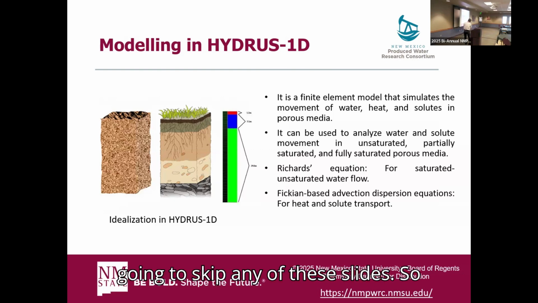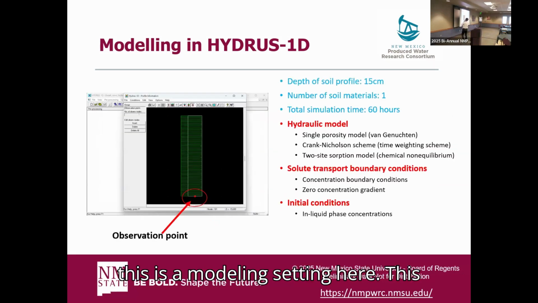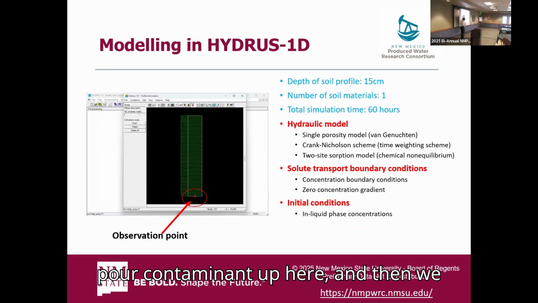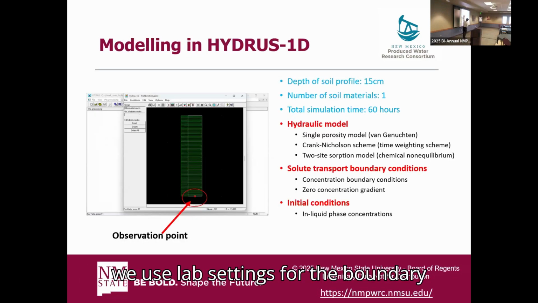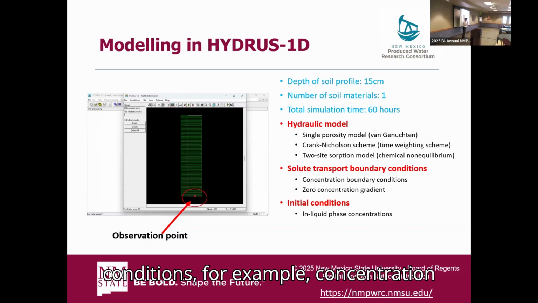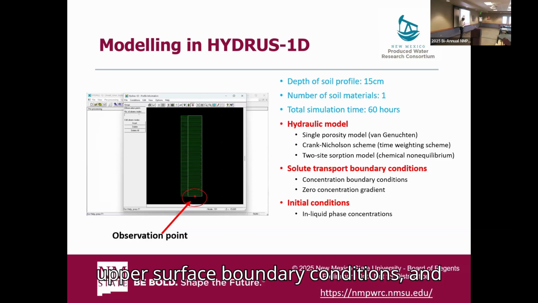And I'm going to skip many of these slides. So this is a modeling setting here. This is a vertical soil column here. And we pour contaminant up here, and then we simulate this variant transport. And we have these boundary conditions. So we use lab settings for the boundary conditions, for example, concentration boundary conditions at upper level, upper surface boundary conditions, and 0 concentration gradient at the bottom.